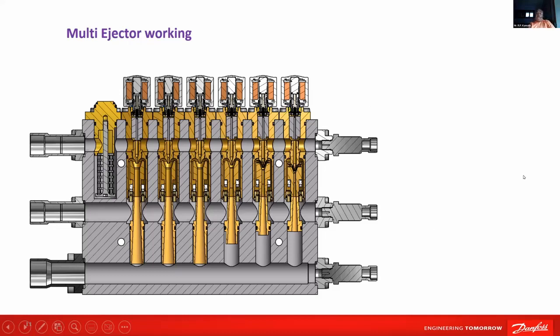Multi-ejector is a Danfoss product. It has 6 ejectors, so you can have 4 ejectors or 6 ejectors. Now, in this example, the first 3 are off. The 4, 5, 6 are on.